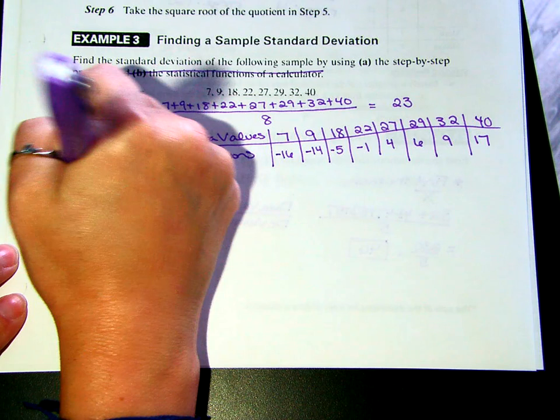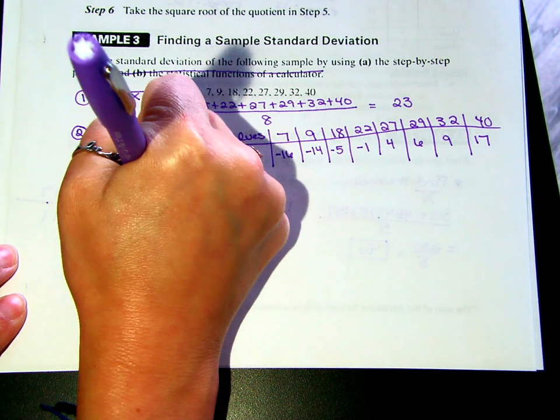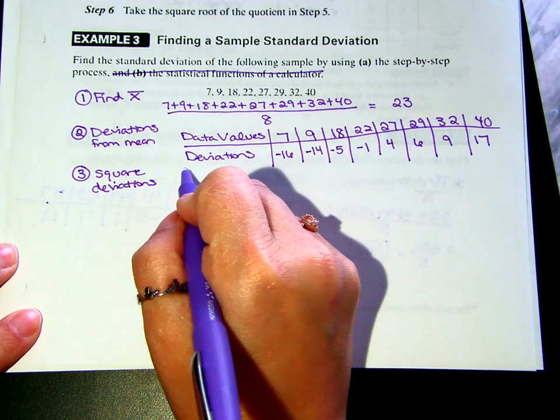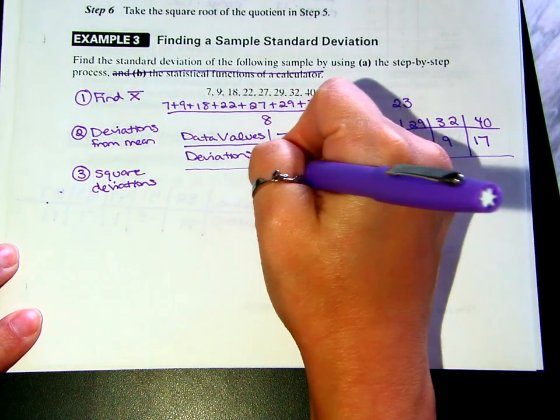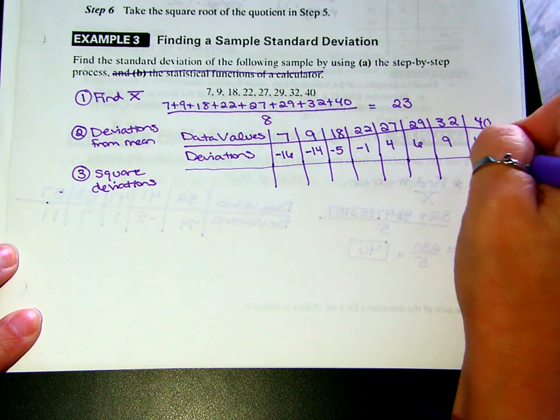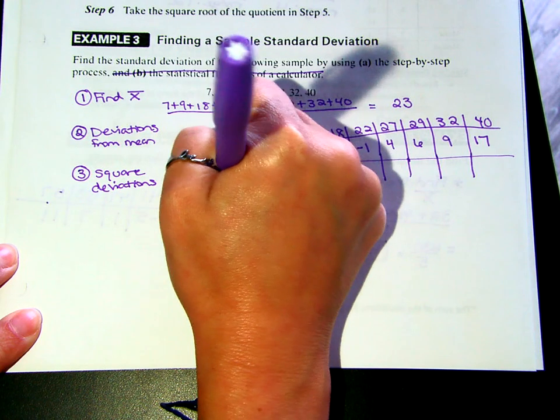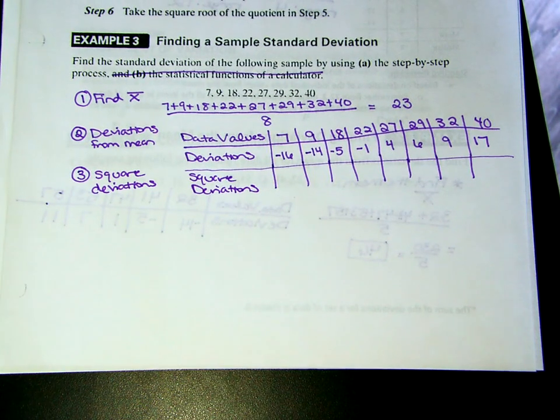3, we're going to square these deviations. So honestly, I'm going to just make another row on my table. And I'm going to square them. And notice when you square any of these values, you're always going to get a positive out. Because if you take negative 16 times negative 16, negative times negative will give you a positive. So on step 3, no matter what your deviations were, everything in step 3 should be a positive value.